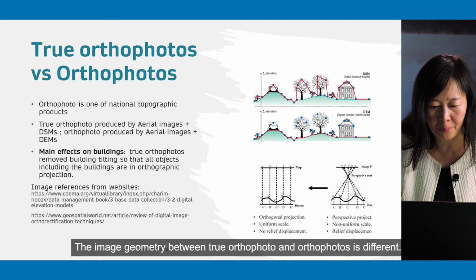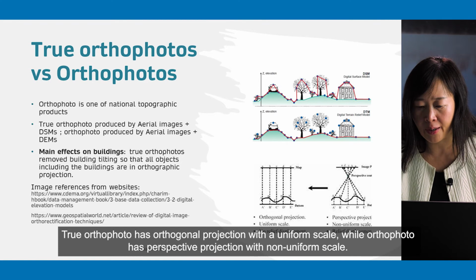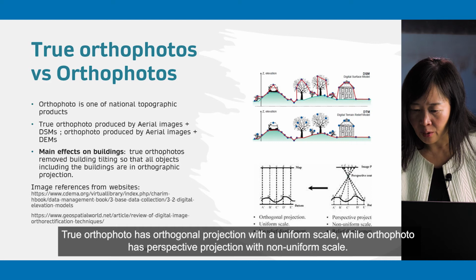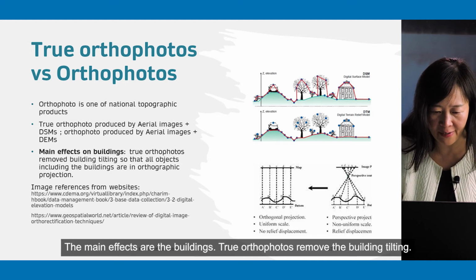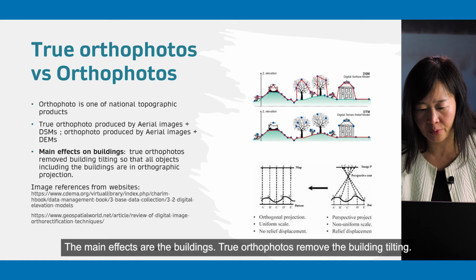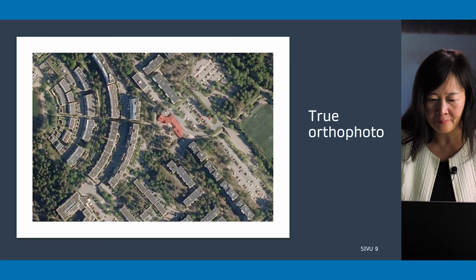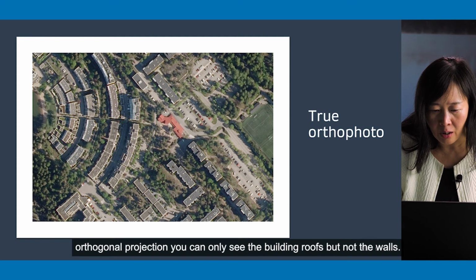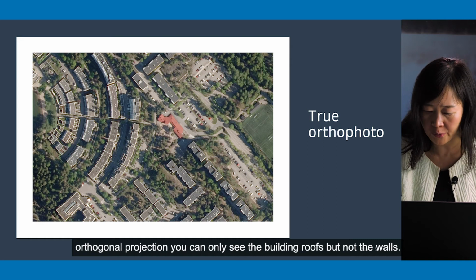The image geometry between true orthophoto and orthophotos is different. True orthophoto has an orthogonal projection with a uniform scale. Orthophoto has a perspective projection with non-uniform scale. So the main effects are the buildings. True orthophotos remove the building tilting. So this is a true orthophoto. Because of orthogonal projection, you can only see the building roofs, but not the walls.